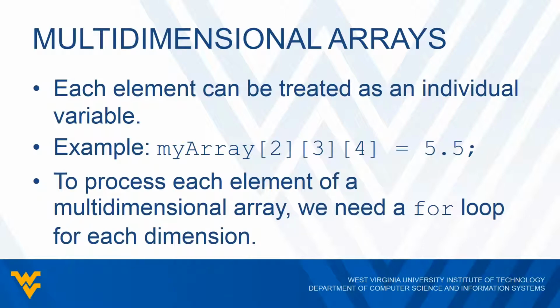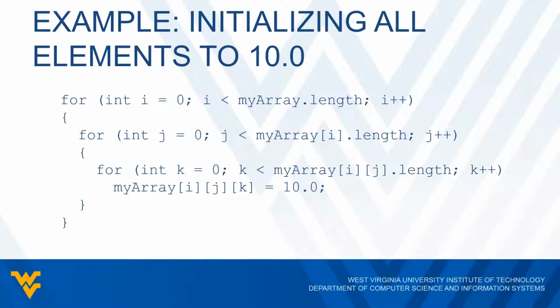Now, if I want to process each element in a multi-dimensional array, we're going to need a for loop for each dimension. That's the key thing here. With one-dimensional arrays, to process it, I needed one for loop. To process two-dimensional arrays, I needed 2 for loops. So if I had a 3-dimensional array, I'm going to need 3 for loops. If I have an n-dimensional array, I'm going to need n different for loops in order to process each element. So here's an example where we initialize all the elements of my array to 10.